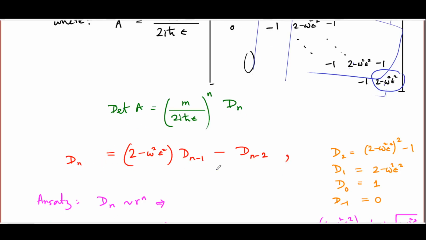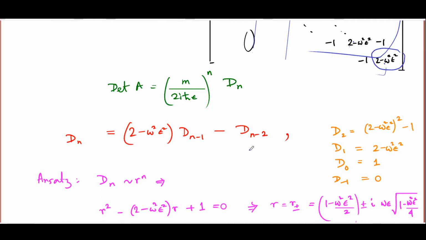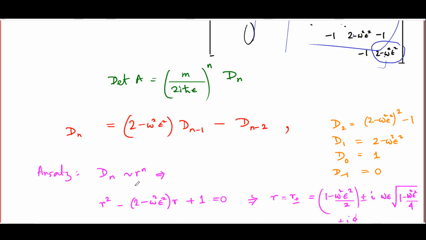Now, in all recurrence relations like this, there is a very simple ansatz which will help us to solve this particular difference equation, which is, let's assume that dn is some constant r raised to the power n. If we plug this here, we will get r to the n minus 2 minus omega square epsilon square r to the n minus 1 plus r to the power n minus 2 equals 0. And by cancelling out the r to the n minus 2 from both sides, we will end up with a quadratic equation. r square minus 2 minus omega square epsilon square r plus 1 equals 0.